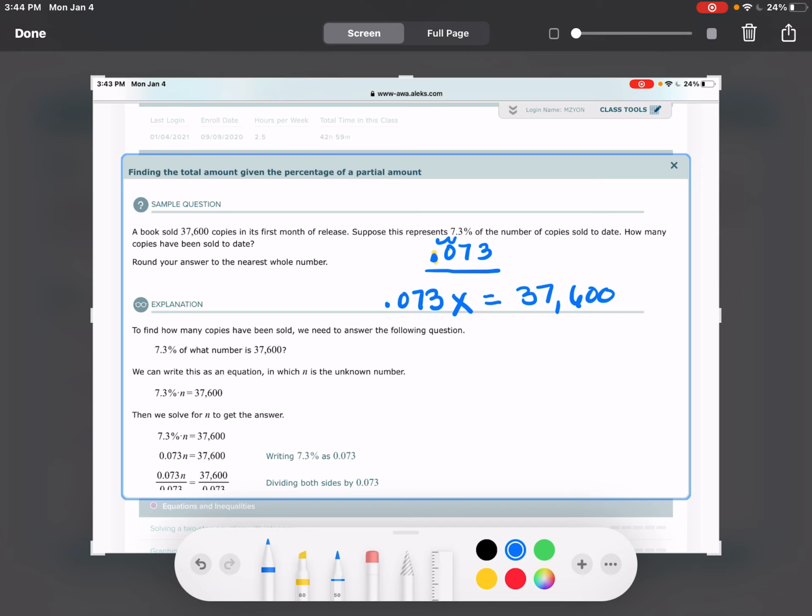In my head now, I know that the number I'm looking for, the total number of books that I've actually sold, is a bigger number than 37,600. So it needs to be bigger. And 7% is really not very much. 10% of a number, you just take off a 0. So it's really not going to be that big a number. Anyway, here we go. So we have this 0.073 times X, N, equals 37,600.